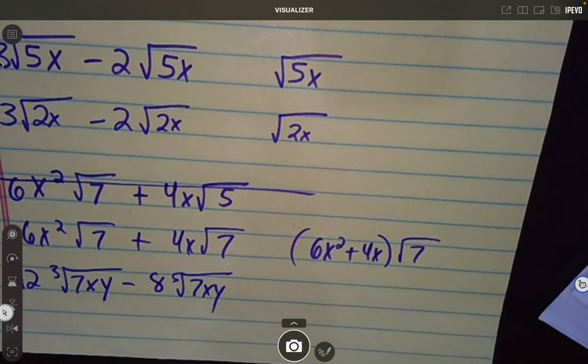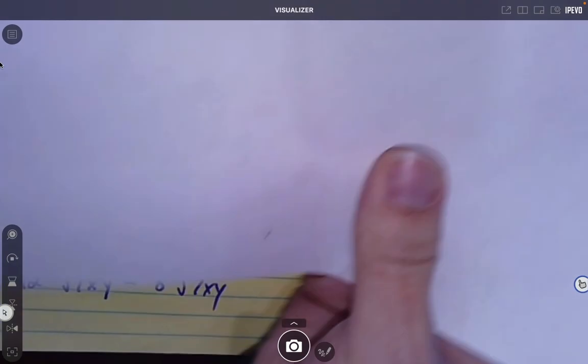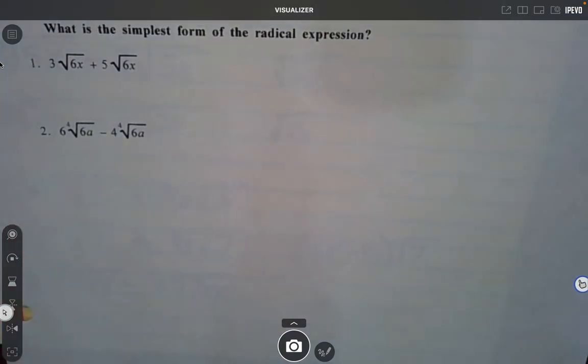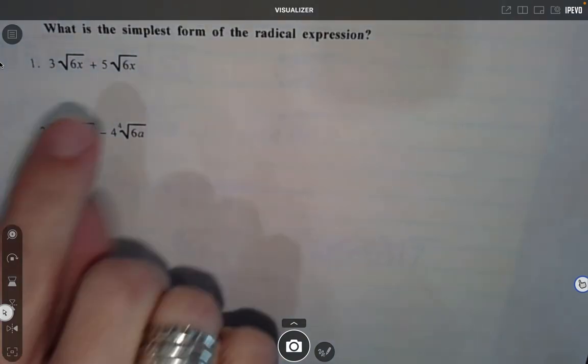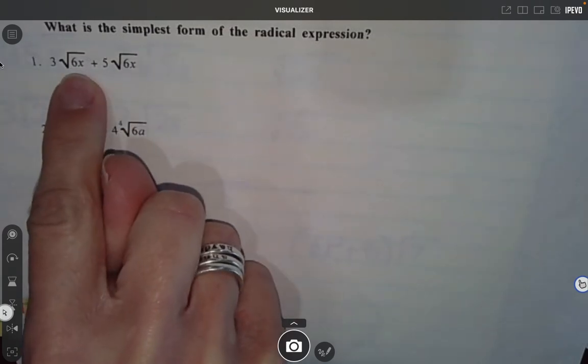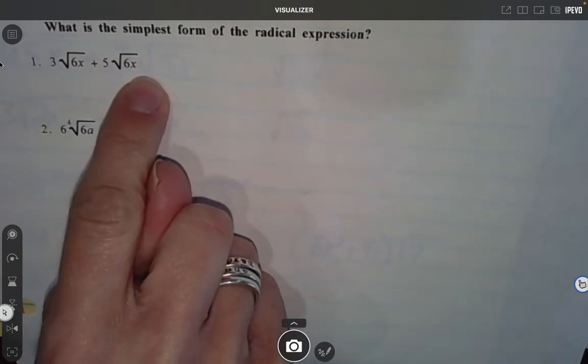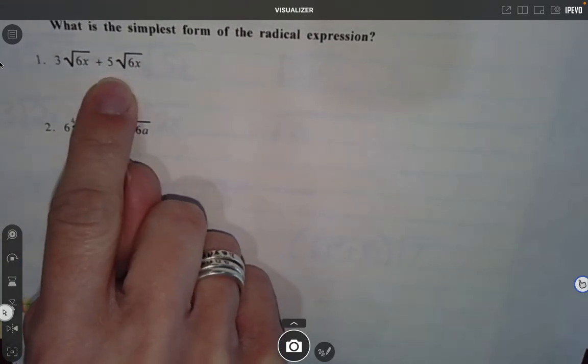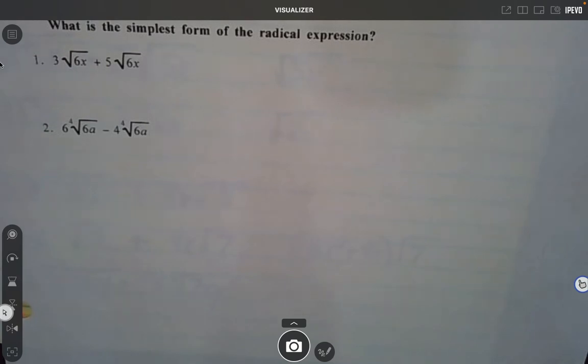Georgia, real quick, we'll do these 2 with you, just so you can see what we've done. All right, we're kind of just going through our worksheet together for today. So you can add these 2 only because the square root of 6x and the square root of 6x match. So what's 3 plus 5? 8. So my answer would be 8 square roots of 6x. That's pretty much all we've done.